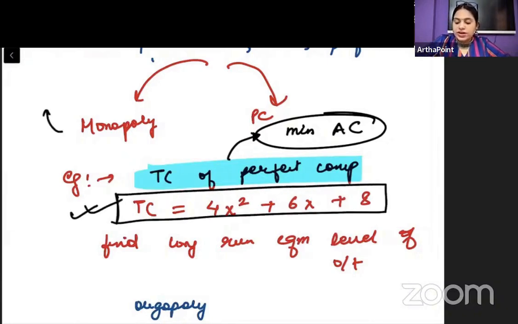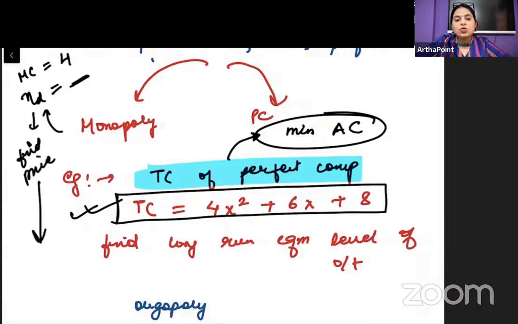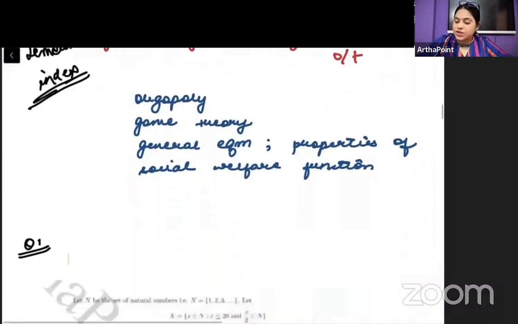Or I may ask, suppose that the marginal cost of a monopoly is 4 and the elasticity of demand is this much, find the price charged by the monopolist. Then you know that you need to use the Lerner's index, and using the Lerner's index, you can find the price. So, very basic properties of monopoly and perfect competition, based on that you can see a question in exam.